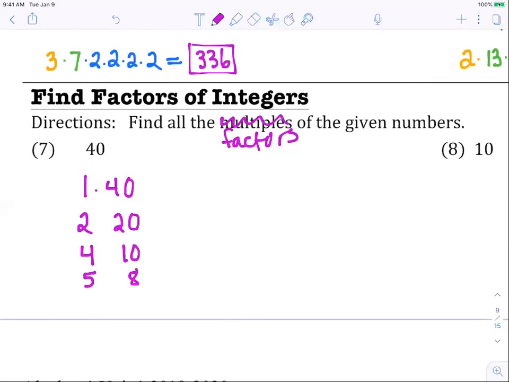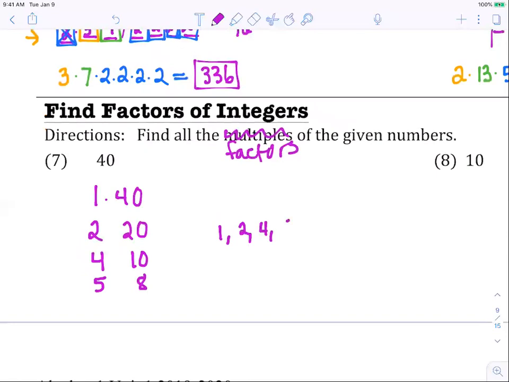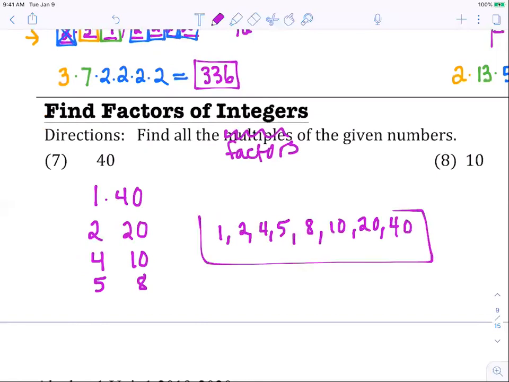And you'll notice then as soon as I reach the next number, it would be 8. And 8 is already part of my list. Once you reach that number, that just tells you that you're done. You found all the factors, which is kind of cool. So all of the factors of 40 are going to be 1, and if you really want to, if you're like Ms. Hardy, I like putting these in order: 1, 2, 4, 5, 8, 10, 20, and 40. All of these are all of the factors of 40, okay?